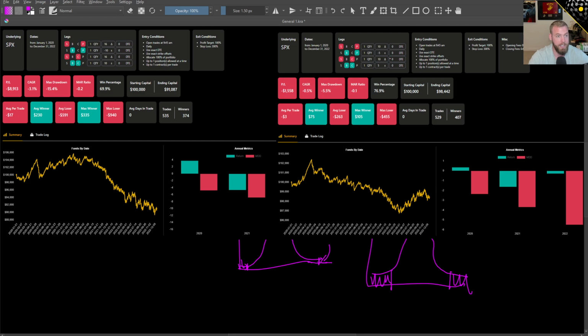And what I mean by that is instead of this being a 16 delta entry on the short and then a 10 delta entry on the long, it's a 10 delta and a 5 delta. So even further out of the money. And when you run this, it actually is profitable until you add commissions.